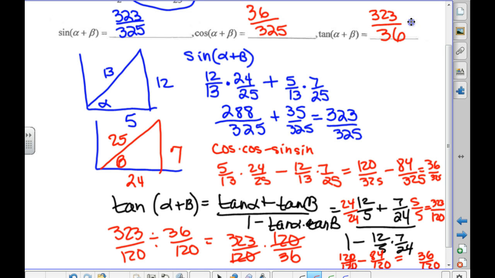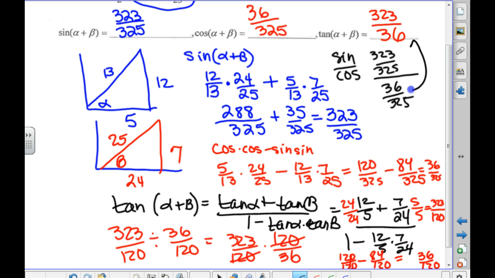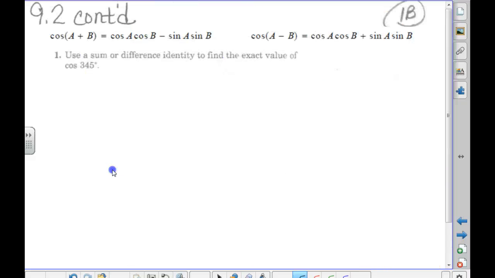So make sure you write this answer down, but as far as work on your paper, I would have just said that tangent is sine over cosine, so therefore it's 323 over 325 divided by 36 over 325, which simplifies to 323 over 36. Everybody okay? All right.